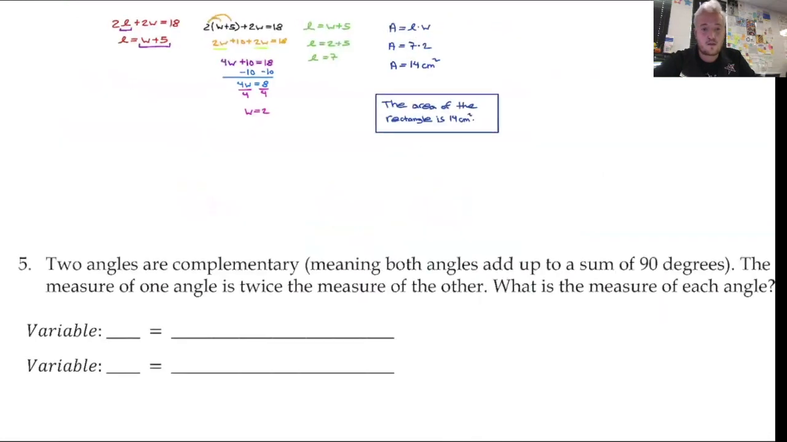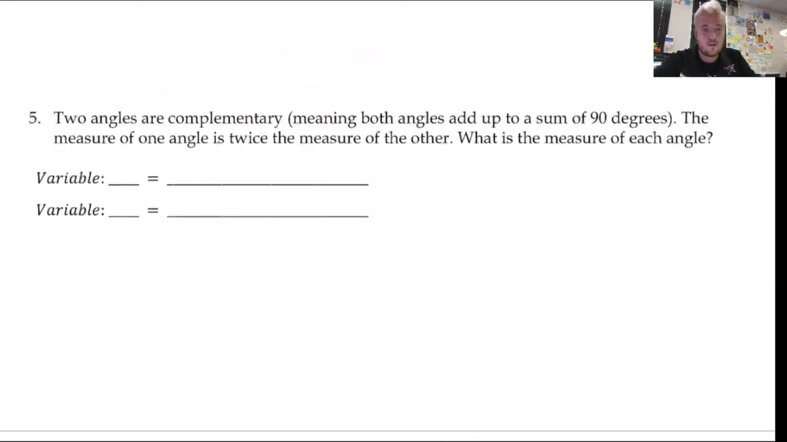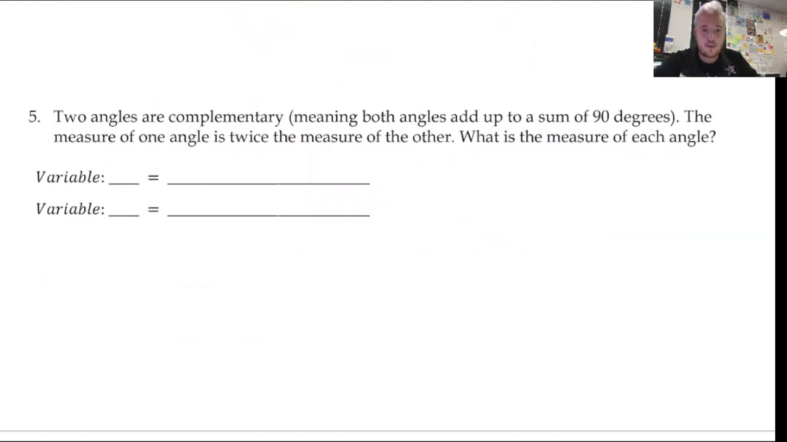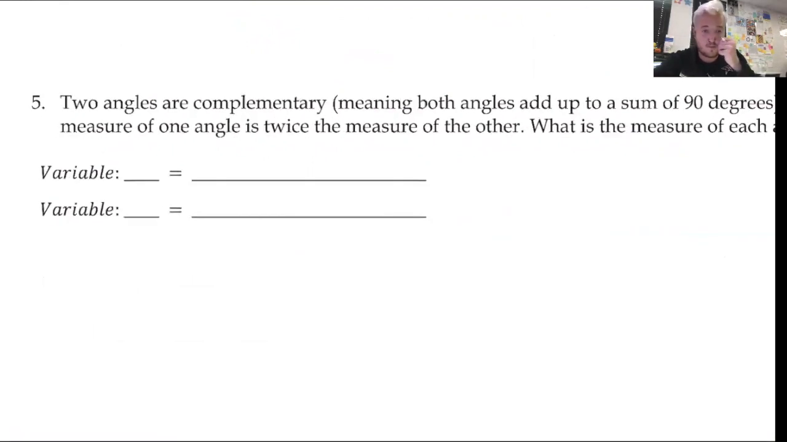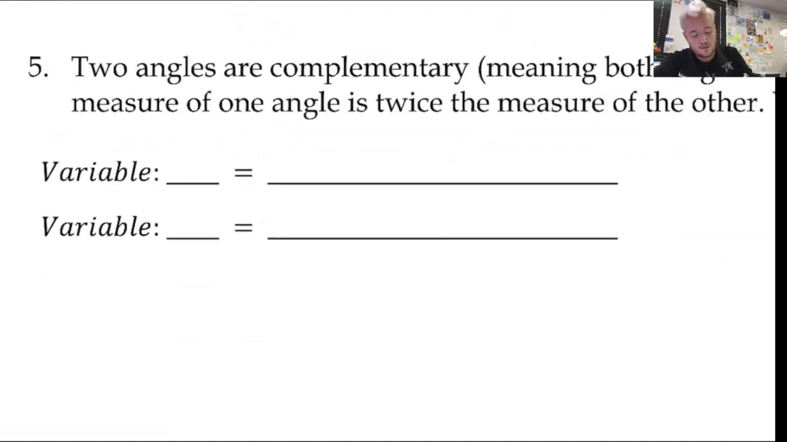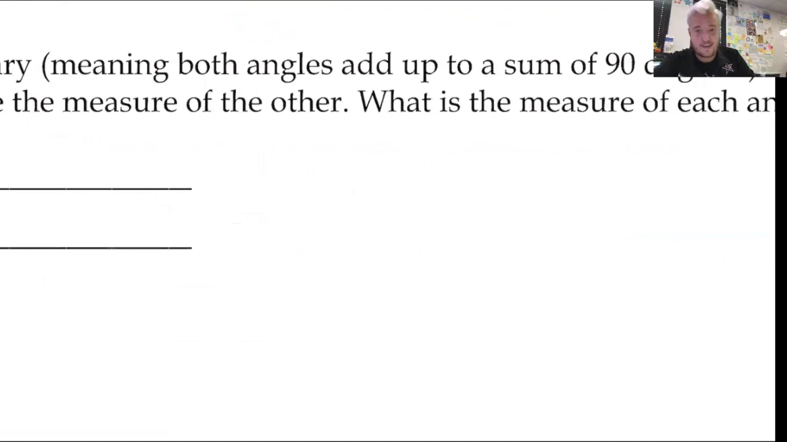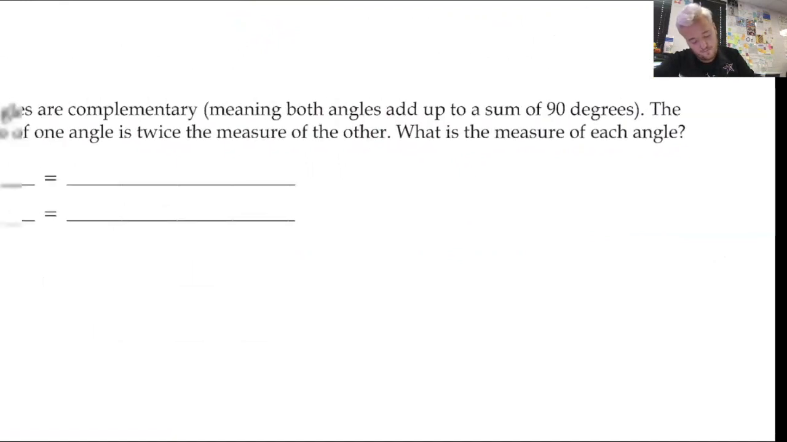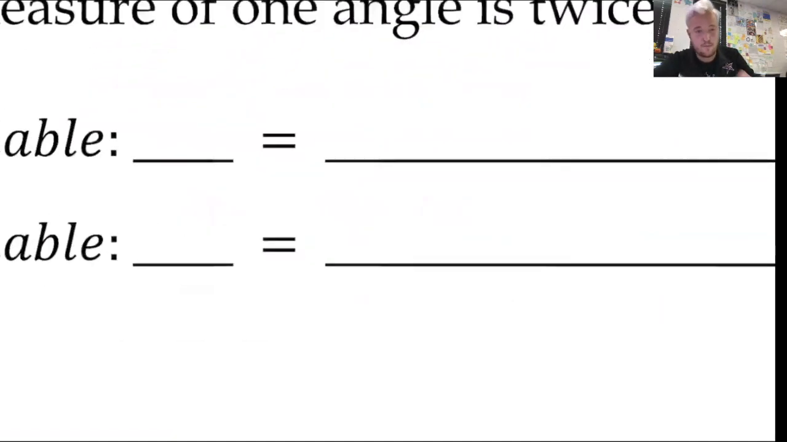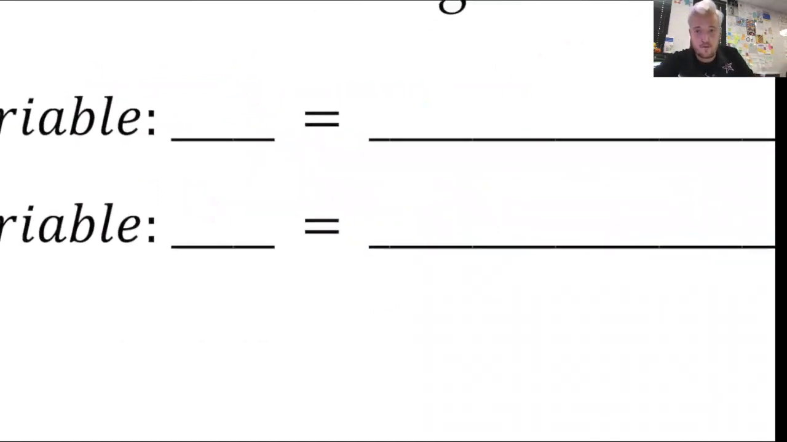All right, and last but not least, so two angles are complementary, meaning both angles add up to a sum of 90 degrees. So the measure of one angle is twice the measure of the other angle. What's the measure of each angle? So you're actually going to learn this exact concept when you get to geometry. So complementary, as mentioned, means they add up to a sum of 90 degrees. So I am looking at the measure of two different angles. So you can be creative here with what your variables are.